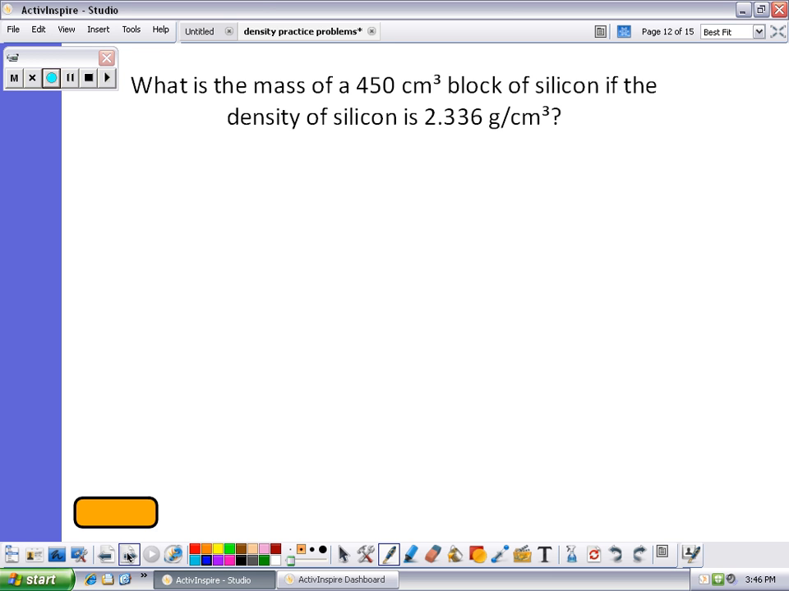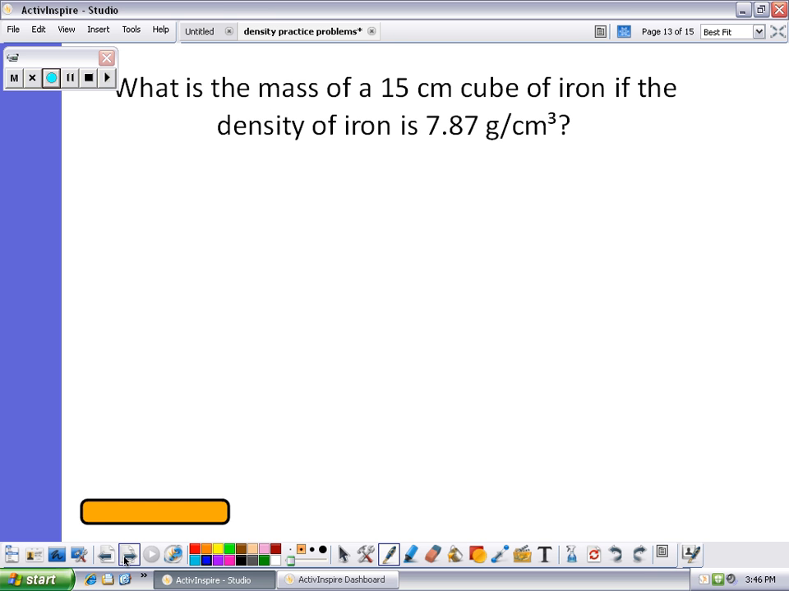What is the mass of a 450 cubic centimeter block of silicone if the density of silicone is 2.336 grams per cubic centimeter? Pause to do the problem. Play to continue to the next problem. What is the mass of 15 centimeter cube of iron if the density of iron is 7.87 grams per cubic centimeter? Pause to do the problem. Play to continue to the next problem.